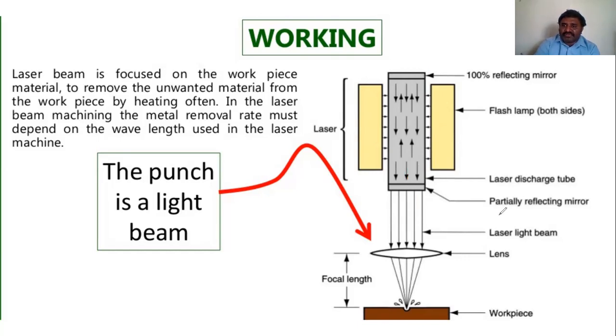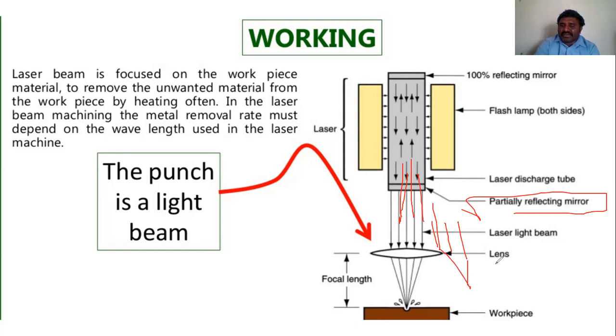If we are not using a partial mirror, reflection can take place here and here only. So we keep a partially reflecting mirror here so that the laser beam passes through this partially reflecting mirror and then strikes the lens, because we know that n number of reflections can take place. We have to make it at one end.